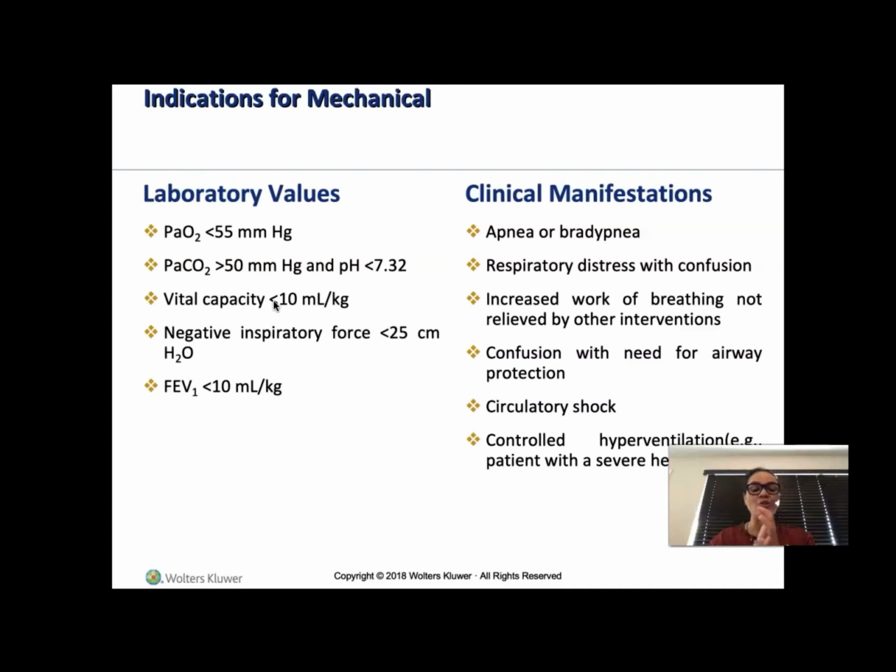All right, circulatory shock. We are going to have a nice long lecture on shock. But understand, shock affects the whole body system. That means the whole body system is affected. We're going into a form of organ shutdown, so this is not good. Then controlled hyperventilation: a patient with a severe head injury who is not able to control their breathing response anymore.